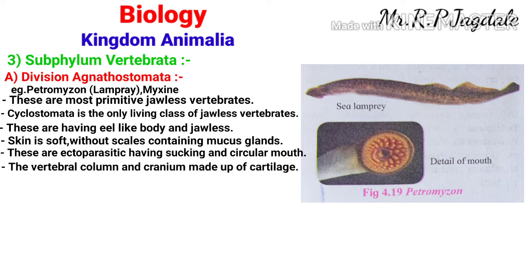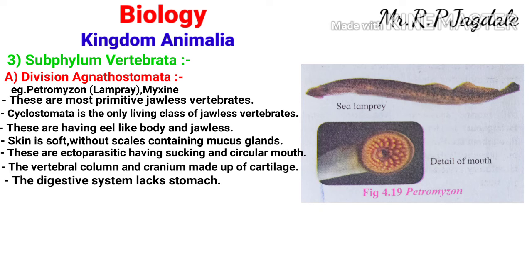Then the vertebral column and the cranium are made up of cartilage. Obviously these are vertebrates, so a vertebral column is there, and the cranium, the envelope of the brain, is made up of cartilage. The special characteristic is a lack of stomach in the digestive system. Understand that there is a sucking type of mouth part, so they suck the blood of the host. In blood the nutritive material is already there, so the digestive system need not digest any food. They only need to suck the blood and absorb the nutritive material. So there is a lack of stomach.